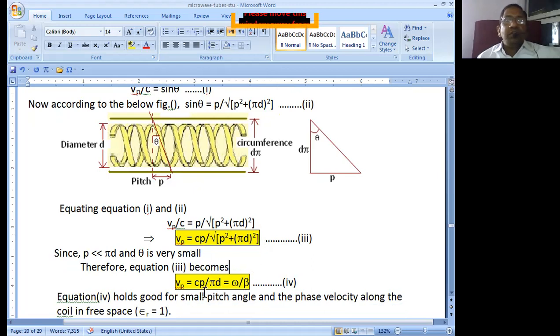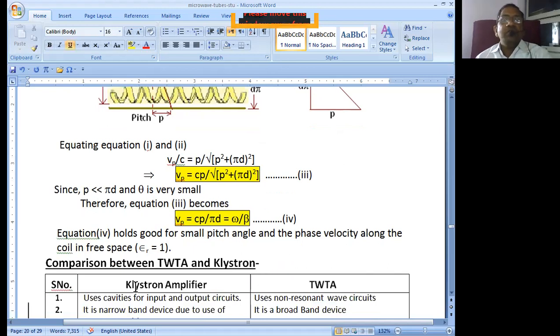So this is nothing but the phase velocity. The general formula for phase velocity is equal to omega by beta for us. So we can write Vp is equal to omega by beta, which is equal to Cp by pi d.